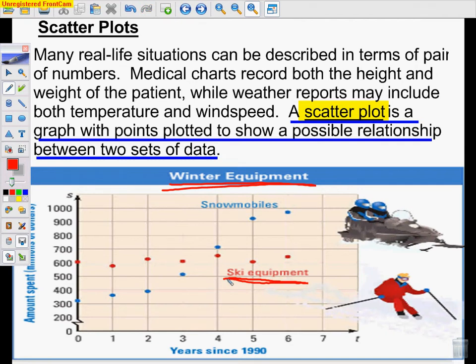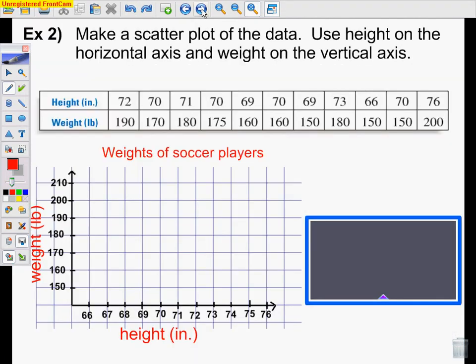When we're looking at scatter plots such as these, we don't look at every individual point. We look at the general trend that is followed by the graph. Even though there might be some examples where we go down, then up, then down, then up, the general trend for ski equipment is that it remains relatively the same, relatively constant. You do not need to write this one down.